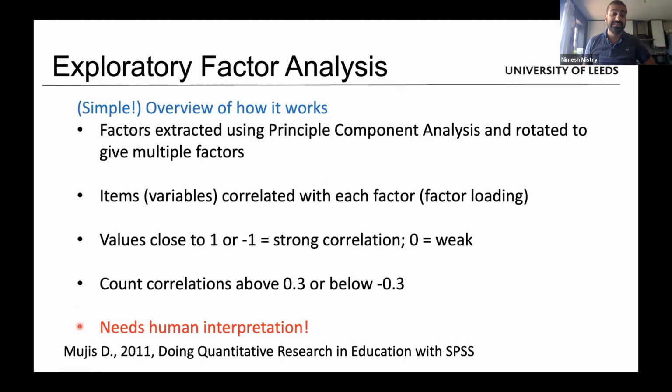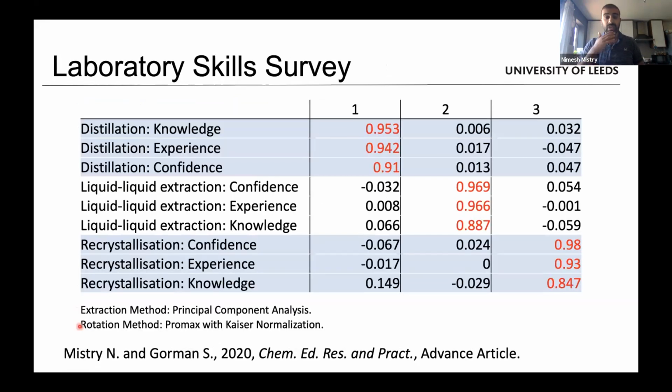But just like any statistical method, it needs human interpretation. So firstly, I'll show you one example of EFA data that works really nicely. It's not too hard to analyze and interpret, but then the second set of data I'm going to show does need a lot more human interpretation. The first set of data is from the laboratory skills survey. This is just a sample of the data, not necessarily all of the EFA data, but you can still get the picture from this.